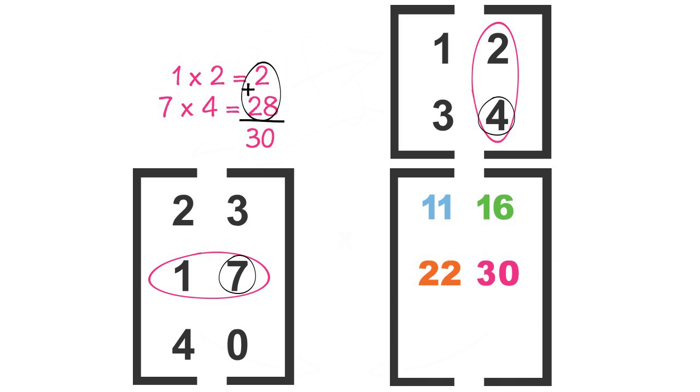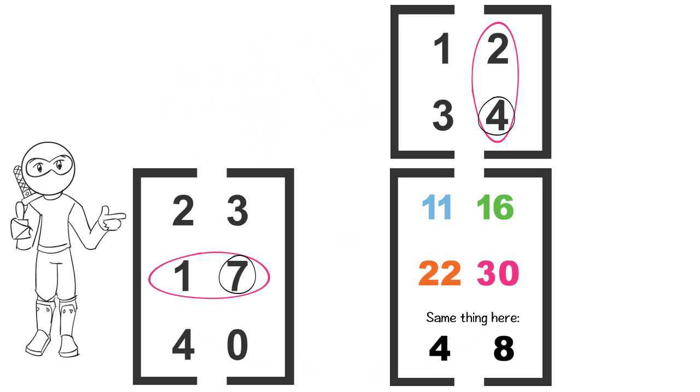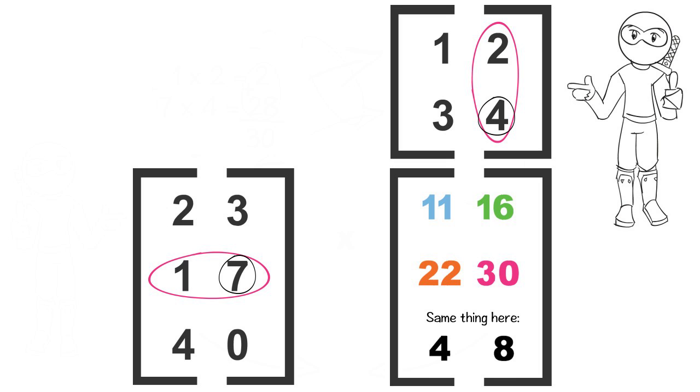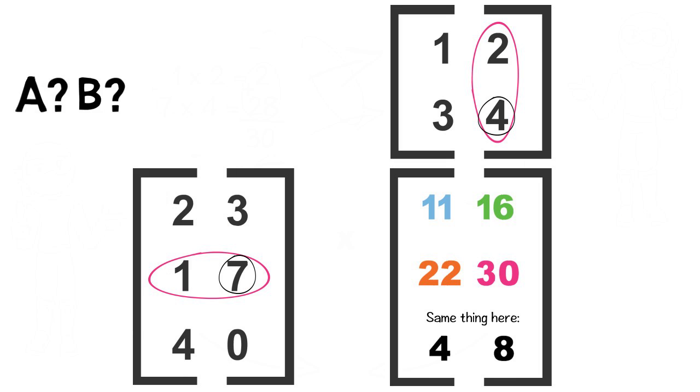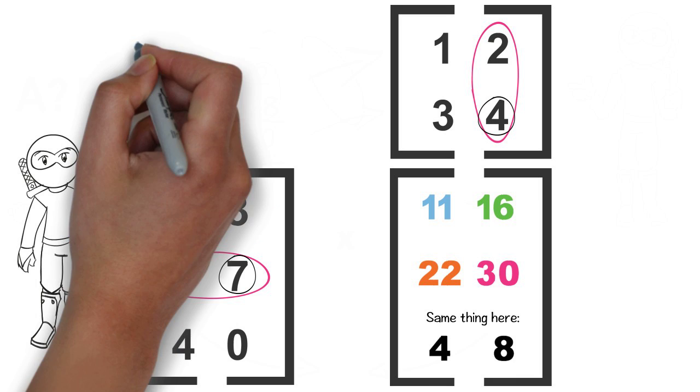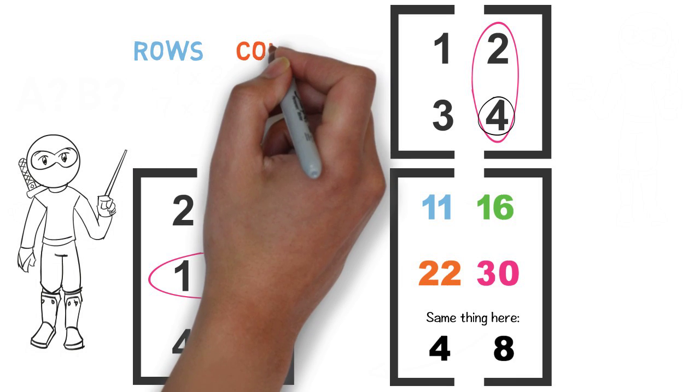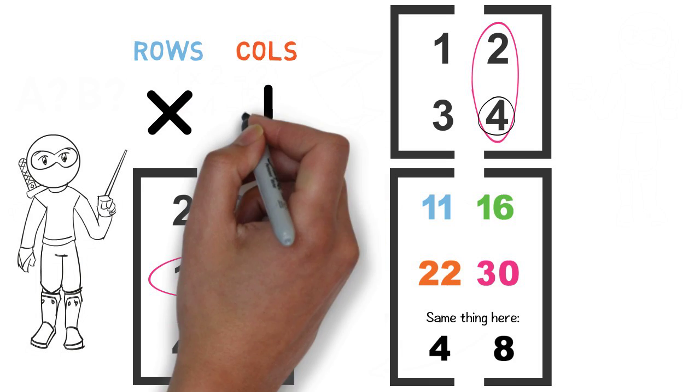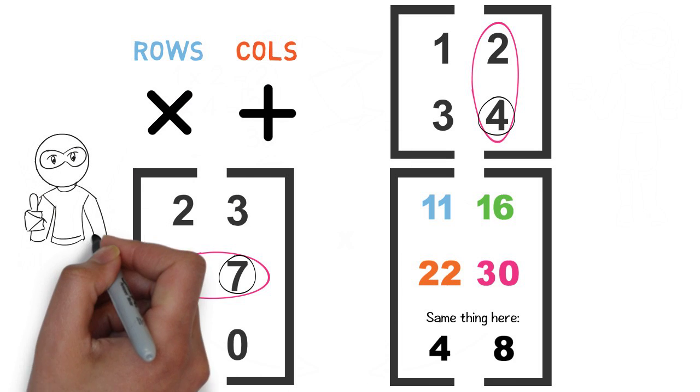Now, when you're doing this, make sure that you are taking rows from the matrix on the left and columns from the matrix on the right. It doesn't really matter if they're called A or B. You always take rows from the left matrix and columns from the right matrix, pair them together, multiply, and add. Then you're good to go.